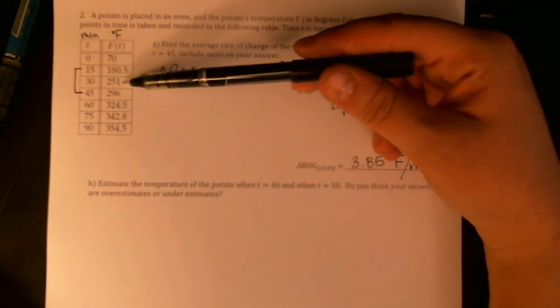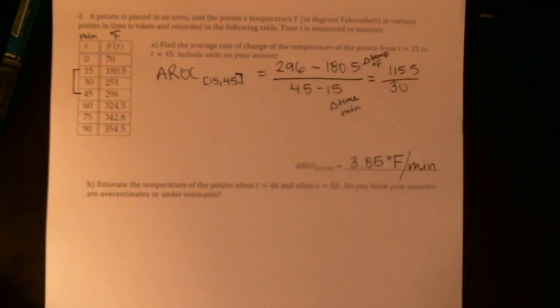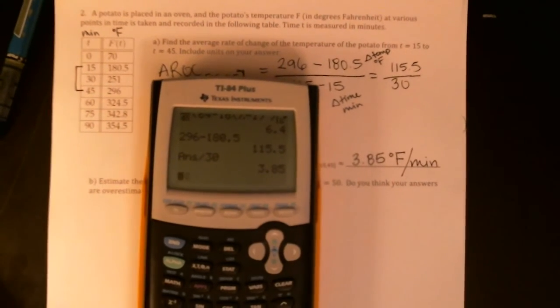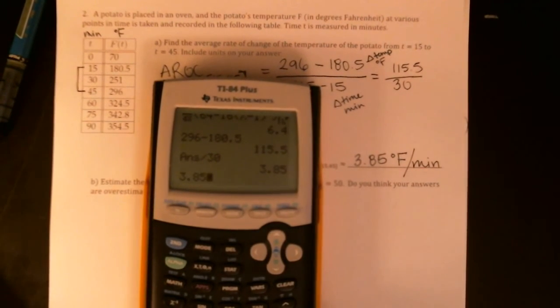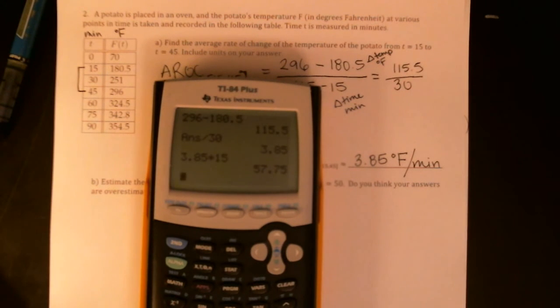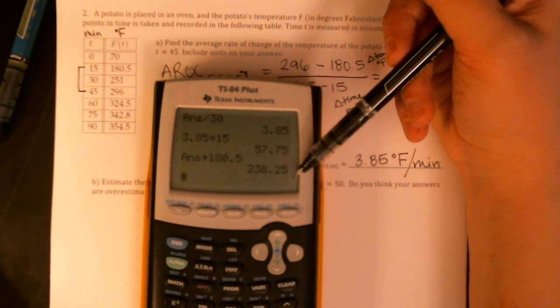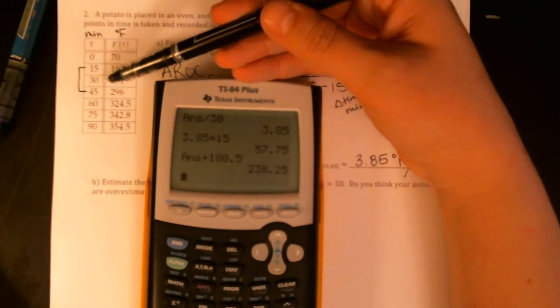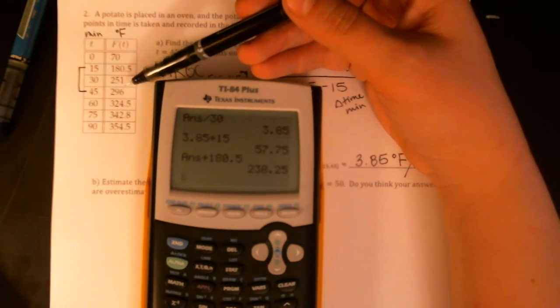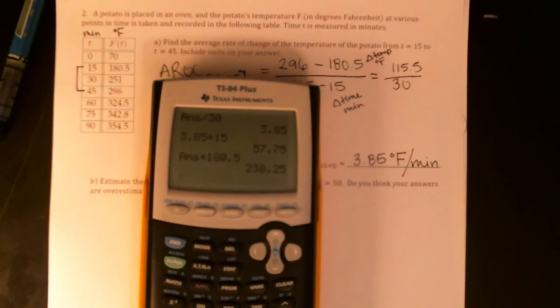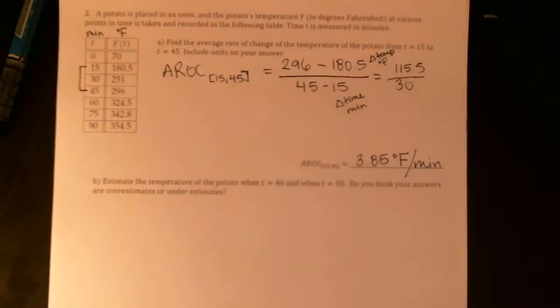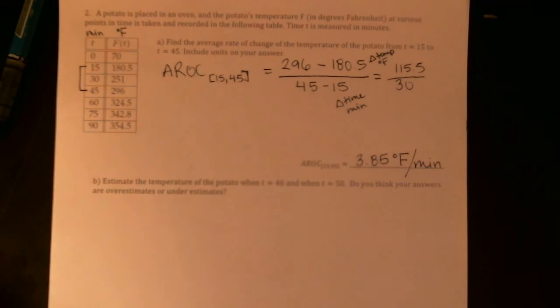Again, if you actually look at this middle value, so let's say, okay, if it was going 3.85 degrees Fahrenheit per minute for 15 minutes, it should go up by 57.75. And if we add that to the 180.5 that we started with, this predicts that at 30 minutes, 15 minutes after our starting point, we should be at 238.25, and we're not. So this isn't perfect, but it's giving us a decent idea. It's a linear approximation of what's happening.